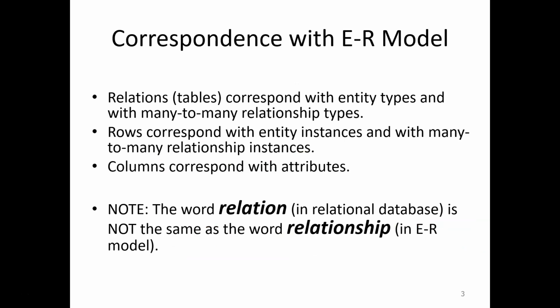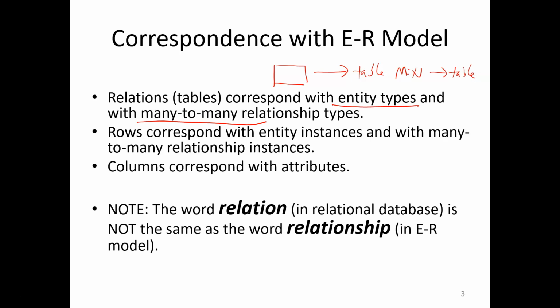Let's talk about how to transform ER diagrams into relations. Here are some general rules. Relations or tables correspond with entity types and with many-to-many relationship types. What it means is that if you see an entity type in the ER diagram, a rectangular box, then it will be transformed into a relation or a table. So if you see student entity type, that means this will be translated into a student table in the database. The many-to-many relationship types will also correspond with a table. If you see a many-to-many relationship or an associative entity, that will become a table as well.